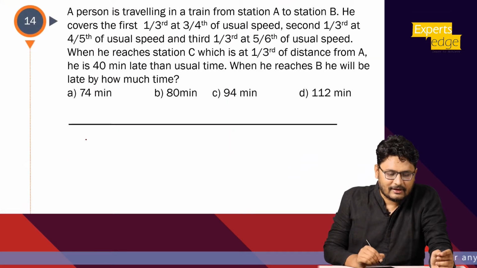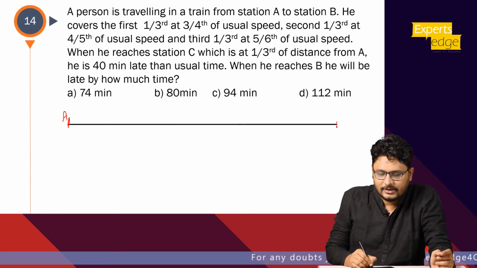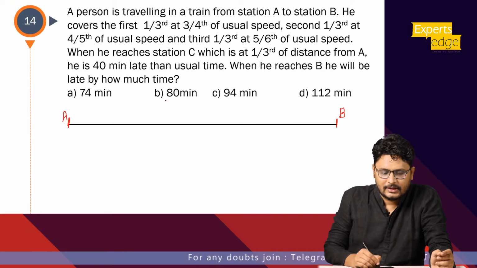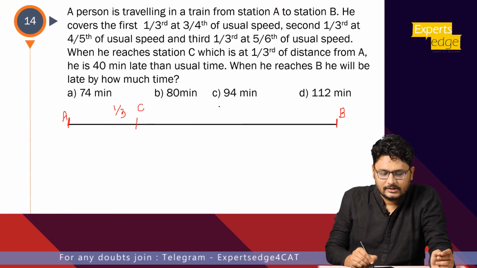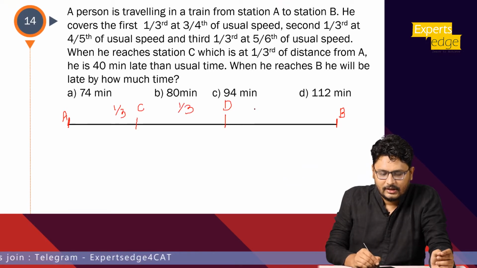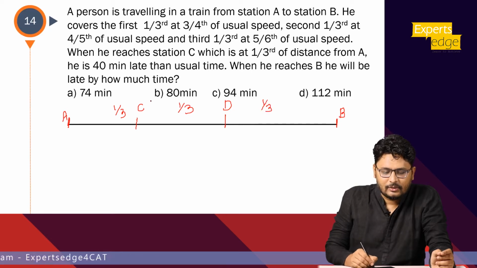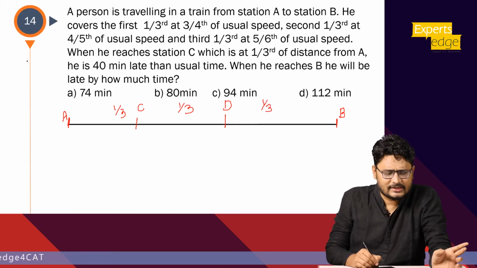So this is a question. A person is traveling from station A to station B. This is station A, he is going to station B. There is some station C which is at a distance of 1/3. Similarly, station D is also at 1/3, and the last part is also 1/3. So you can see 1/3 distance each. So basically my distance is constant in this case.